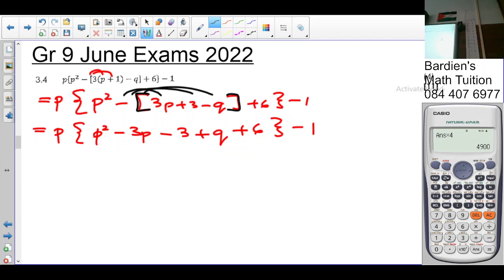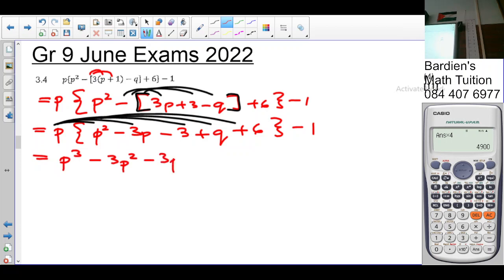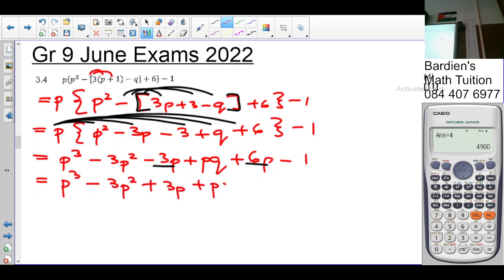Right. Are there any like terms inside here? Yes. I could do the like terms, or I can multiply the p. I'm going to multiply the p first. So that's going to give us p cubed minus 3p squared minus 3p plus p cubed plus 6p minus 1. And again, like terms: it's going to be p cubed minus 3p squared plus 3p plus p cubed minus 1.